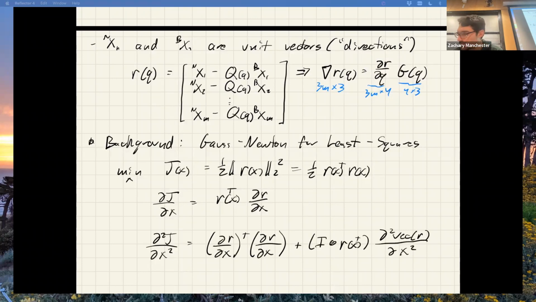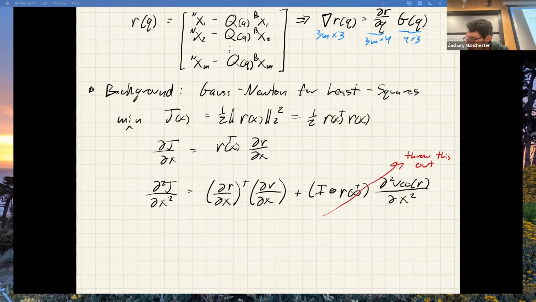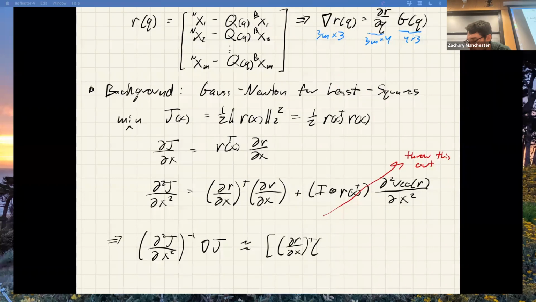And basically the idea is we're just going to throw this part out to get Gauss-Newton. So if I put all that together and write the full Newton step, I'm going to get d squared J dx squared inverse, like my Hessian, times grad J, my gradient. We're going to approximate this as dr dx transpose dr dx inverse dr dx transpose R of x.